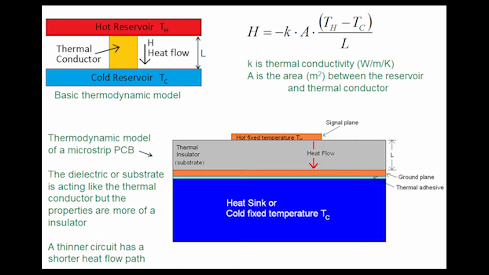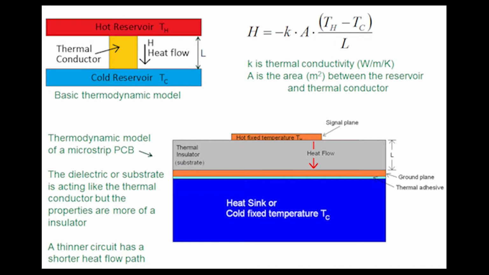The picture shown here in the upper left is right out of a Physics 101 textbook, and it's a very simple way to think about heat flow. What's shown is a hot reservoir and a cold reservoir connected together by a thermal conductor, and the heat will flow from the hot reservoir to the cold reservoir. That's just a very simple heat flow model.